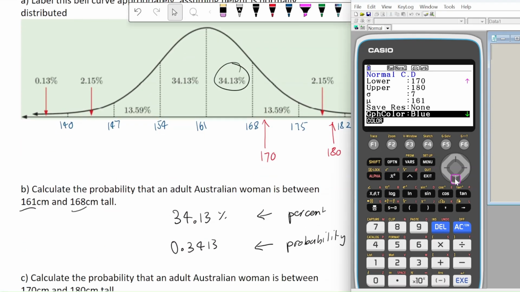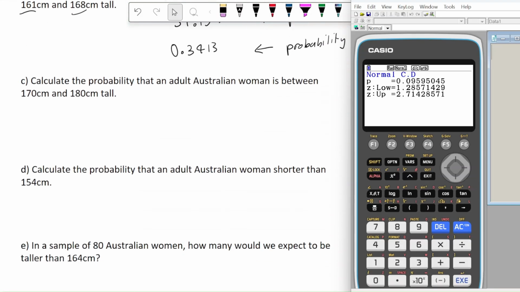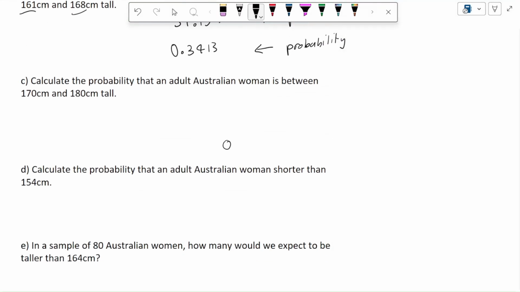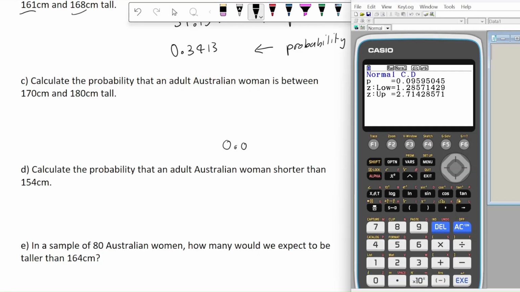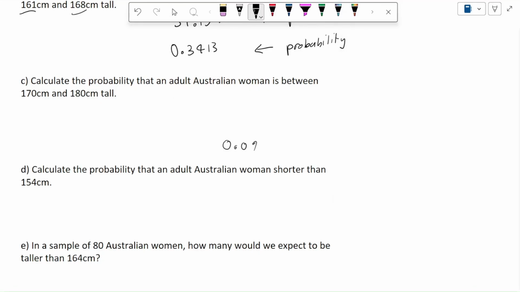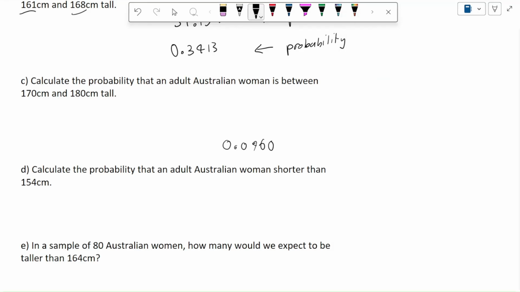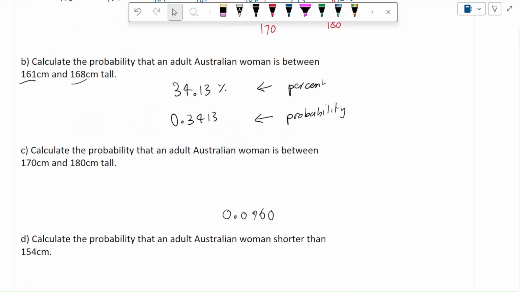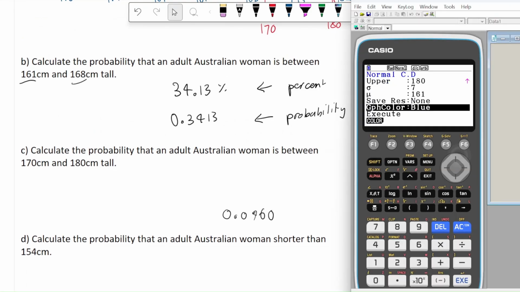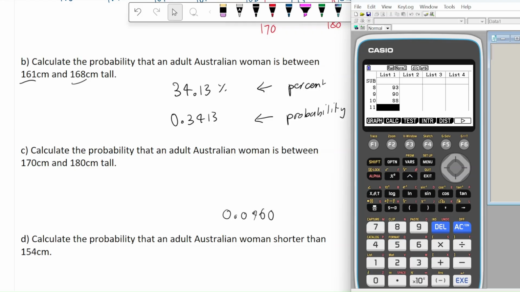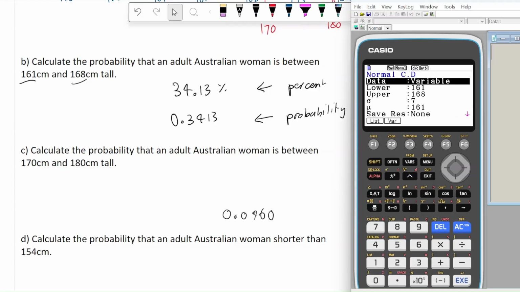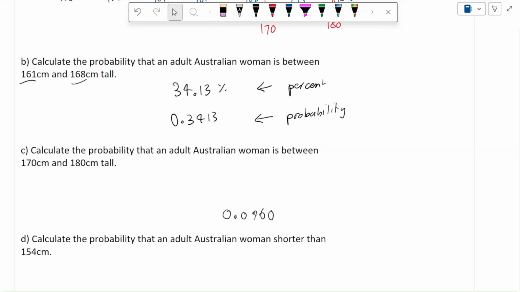So we just scroll down now and we're going to hit this to work out that probability. So it's 0.0960, that's 3 significant figures. Okay, we can also check our previous answer. So if I just change the lower to 161 and the upper to 168, then jump back into that and go all the way down, hit enter. You'll see 0.3413 is the probability there.